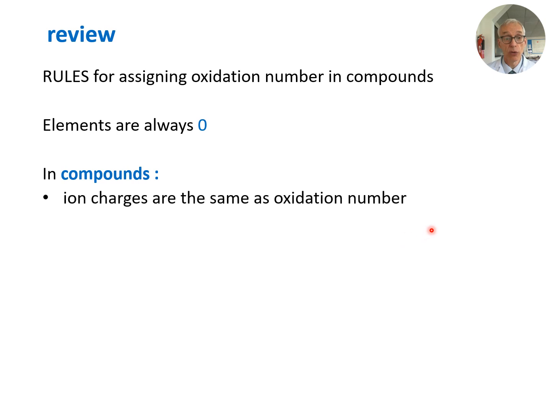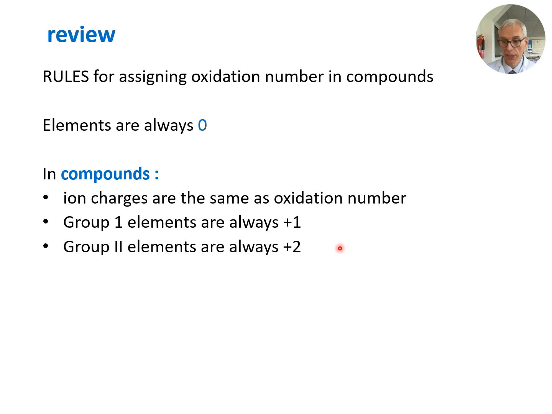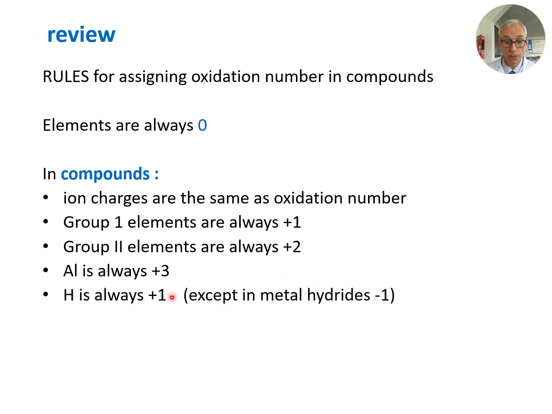Okay, so first rule, ion charges are the same as oxidation number. Group 1 elements in compounds are always +1, no exceptions. Group 2 are always +2, no exceptions. Aluminium is always +3. Hydrogen is always +1, but there is an exception when it's in combination with a group 1 or group 2. That's a superior rule. So metal hydrides, hydrogen oxidation number is -1. Sodium hydride, hydrogen at -1.